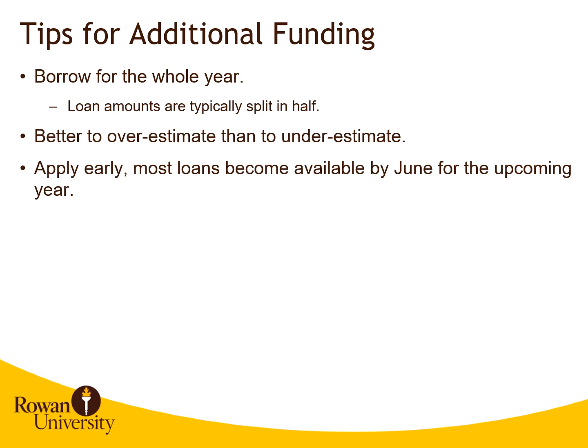But if you underestimate and you come up short, in most cases, you're going to have to reapply for the loan, which means another application and another credit check, which causes delays. So it's definitely better to apply early. Most loans are available by June, so you can start applying actively during June. And again, that's before you can expect to receive your bill. So when you're doing your math, just estimate a little bit higher and you should be all set.